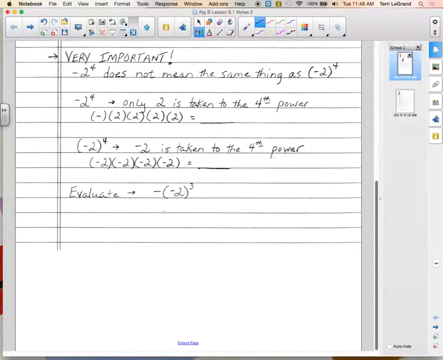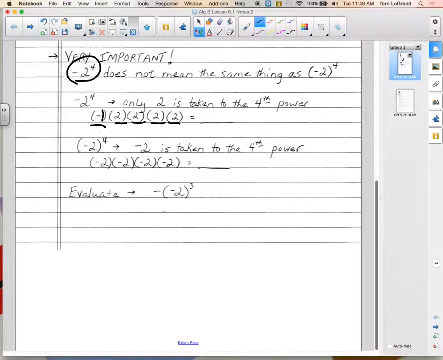Okay, so negative 2 to the 4th does not mean the same thing as negative 2 in parentheses to the 4th power. I keep saying that, don't I? Here's the first one: only the 2 is taken to the 4th power. This negative sign is not part of the power, it's by itself. What do you think I could put right behind that negative sign? A 1. I could make this into a negative 1. And then 2 is going to be taken times itself 4 times.